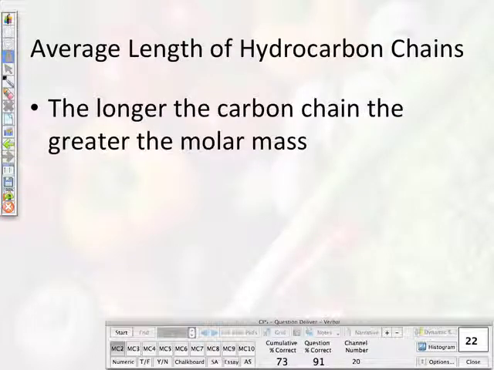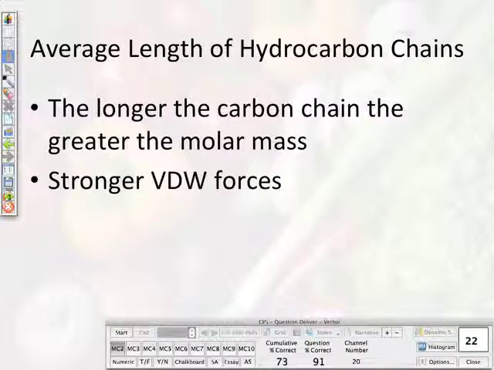So the average length of the hydrocarbon chain, the longer the carbon chains that we have, the greater the molar mass, which means there's more places for those intermolecular van der Waals forces. We're dealing with lipids, so they don't have nice hydrogen bonding or dipole-dipole bonding. Our predominant force is van der Waals. So the bigger we are, the higher the melting point. Takes more energy to get those big things to part and go from a solid to a liquid.